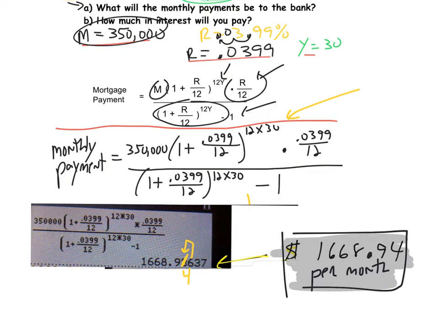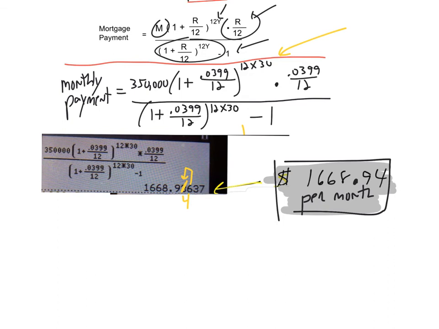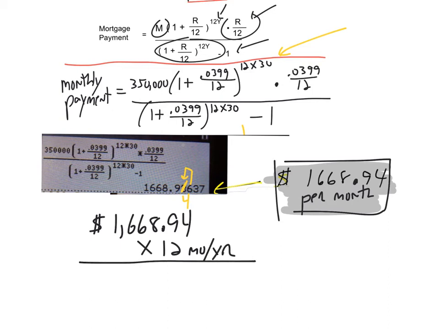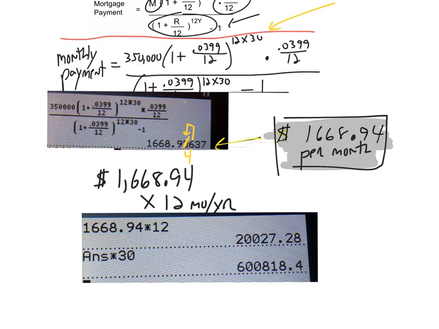Now we're going to go about calculating the interest. So we're going to take your monthly payment, so take the $1,668.94. You're going to multiply that by 12 because that's how many months per year. And then you're going to take that and multiply it by 30 for 30 years. So you can multiply it all at once or in 2 stages. So per year, you're paying the bank $20,027.28.